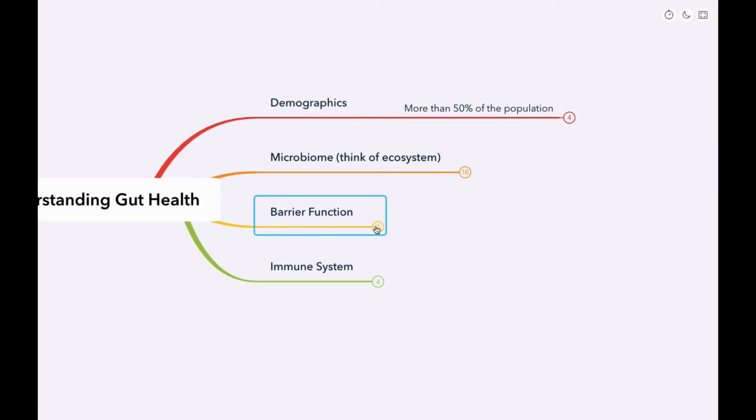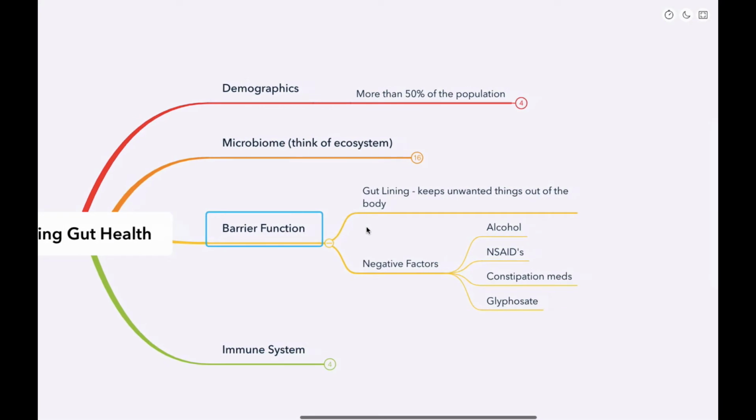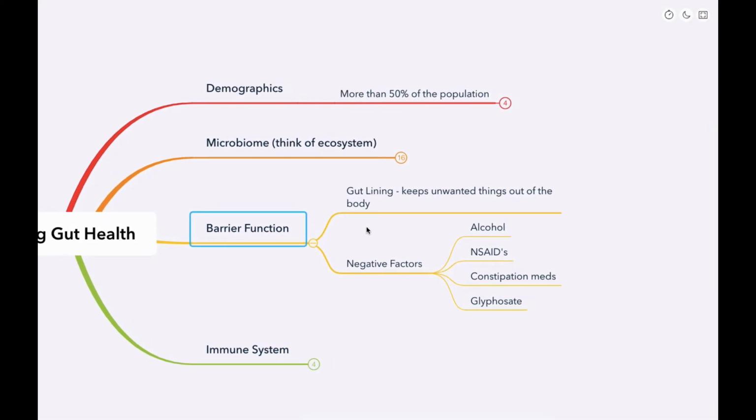And it's a very, very narrow barrier function. I mean, it's basically one cell that's keeping the gut intact, and it wants to keep unwanted things out of the body. So you want this gut lining to be really solid, like a solid line of defense, and you want it to be intelligent. You want it to be able to allow the right things in and keep the wrong things out.